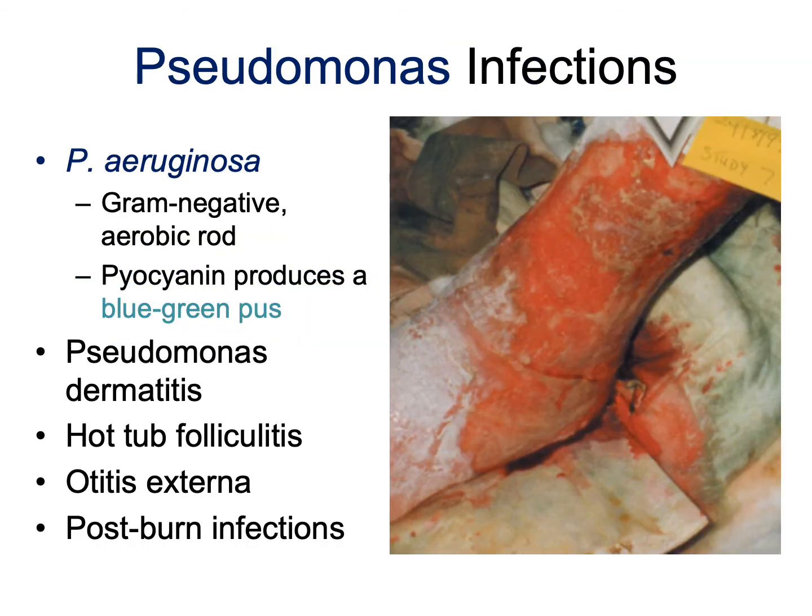There are many different types of Pseudomonas infections. They can be caused by Pseudomonas aeruginosa, which is a gram-negative aerobic rod. That means, remember, it needs oxygen in order to thrive. It also produces a characteristic, identifiable blue-green pus. It's very specific to Pseudomonas aeruginosa. It can cause things like Pseudomonas dermatitis or hot tub folliculitis.